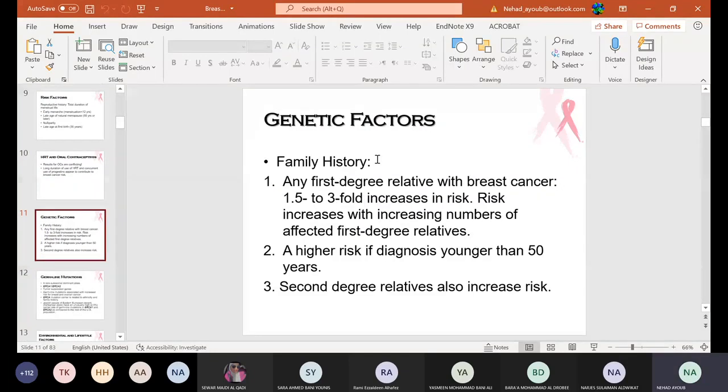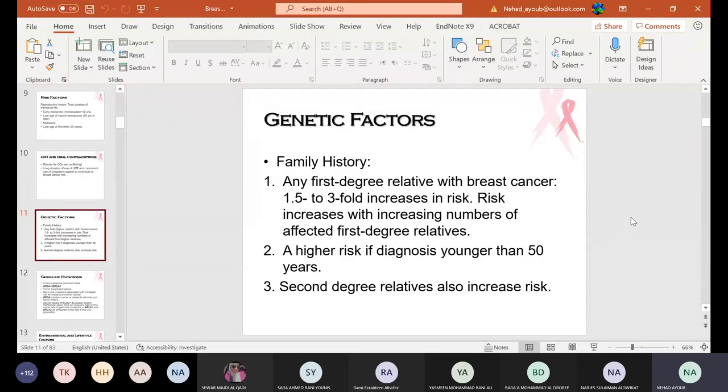Family history is a non-modifiable factor. For example, the presence of any first degree relative. Okay, for example, a young female whose mother is a known case of breast cancer, or her sister is a known case of breast cancer, or for example her father or brother have cancers. Family history of cancer, especially among the first degree relatives, increases the risk, imagine, 3 folds.